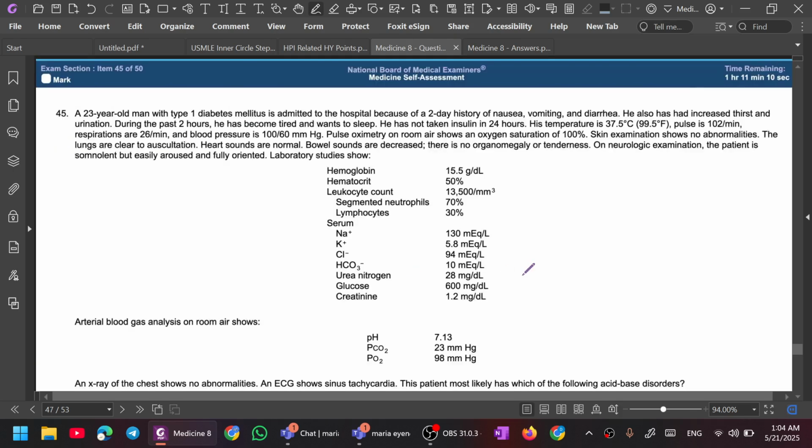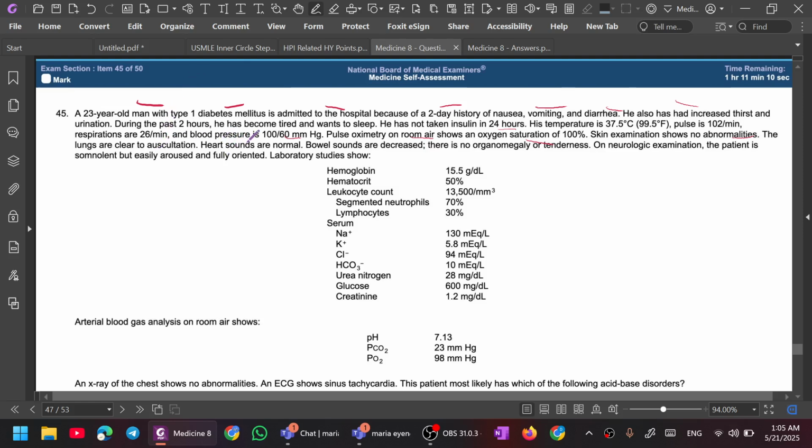A 23-year-old man with type 1 diabetes mellitus is admitted to the hospital with a 2-day history of nausea, vomiting, and diarrhea. He has also had increased thirst and urination. During the past 2 hours, he has become tired and wants to sleep. He has not taken insulin in 24 hours. Temperature is normal, pulse 102, respiration 26 per minute, BP 100/60. Pulse oximetry on room air shows oxygen saturation 100%. Skin examination shows no abnormalities.